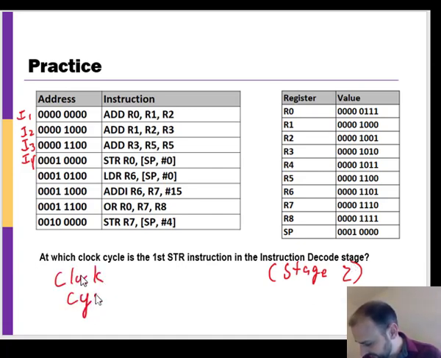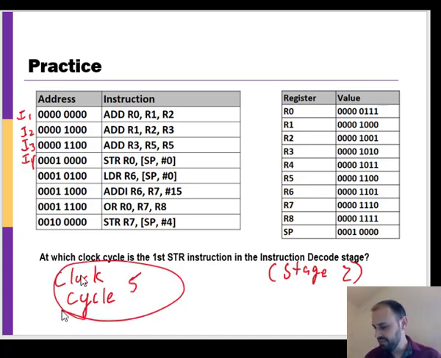the reason for that is this instruction is going to enter the fetch stage at clock cycle 4 because it's the fourth instruction, right? But then it needs one more clock cycle to get to the second stage.